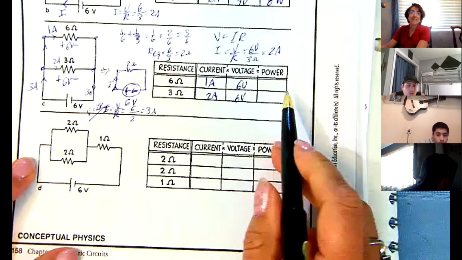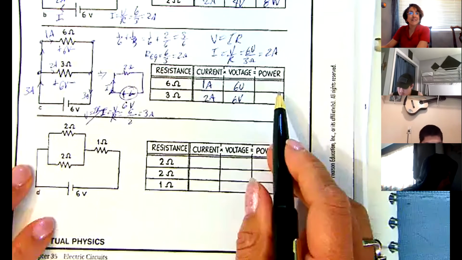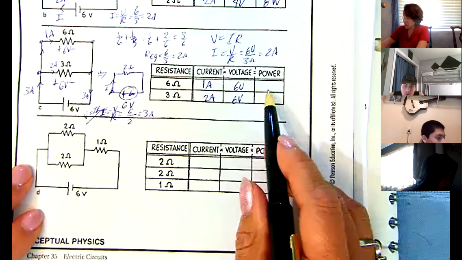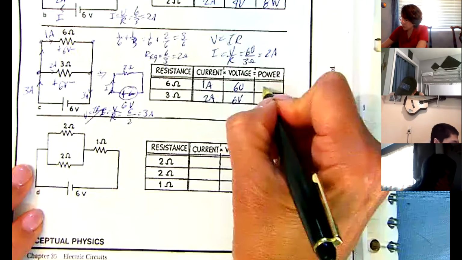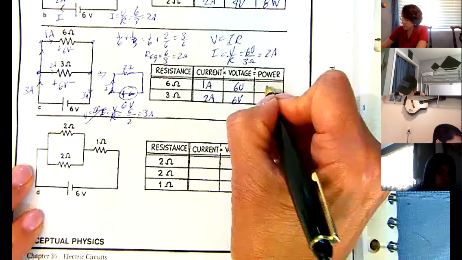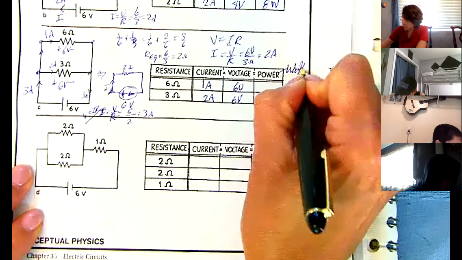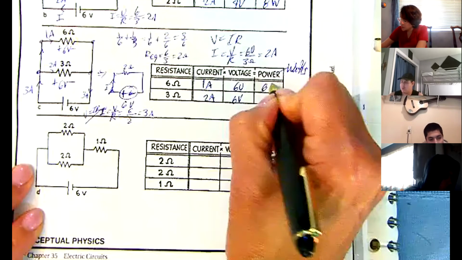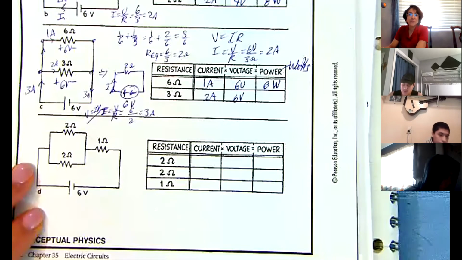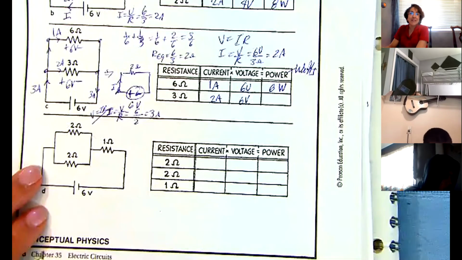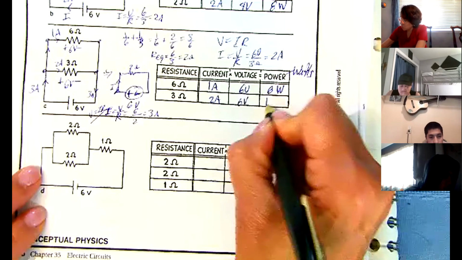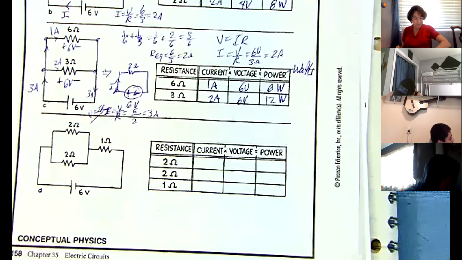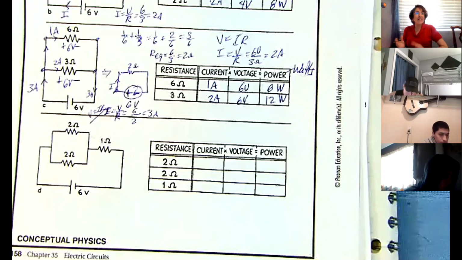What's the power? For the first one, it would be 6. What's the units? It would be power. It would be watt. Correct. So it'd be 6 watts. And what's the next one? 2 times 6, which is 12 watts. Good. 12 watts. Muy bien. All right. Very good. Now, the last one.